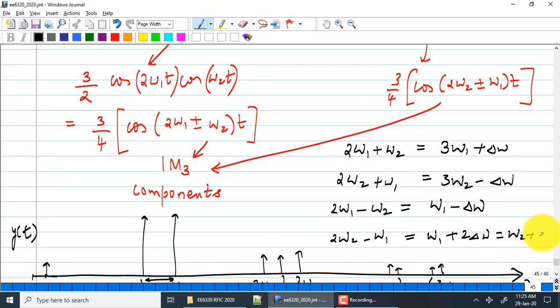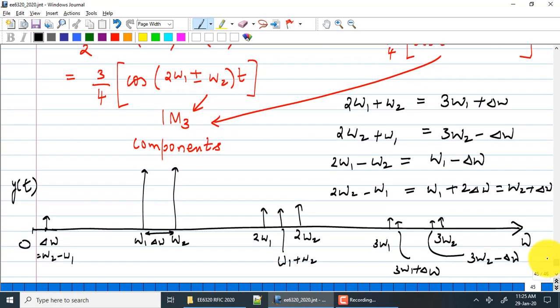Yes, that's the same thing. Because he expressed it in terms of omega 1, I express it in terms of omega 1, right? So as you can see, your components lie at exactly delta omega from this. So these are your IM3 components.